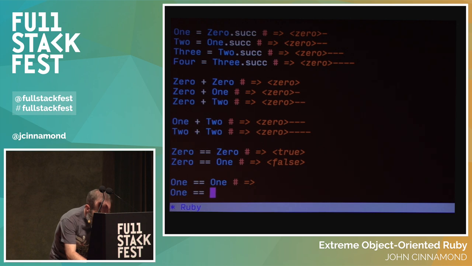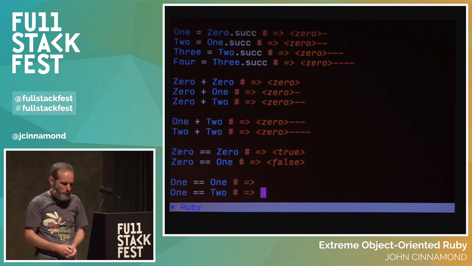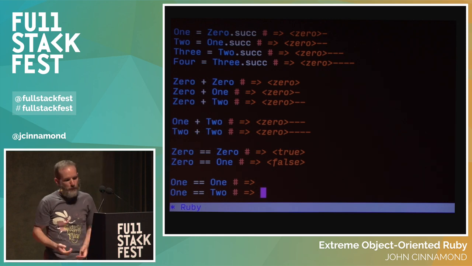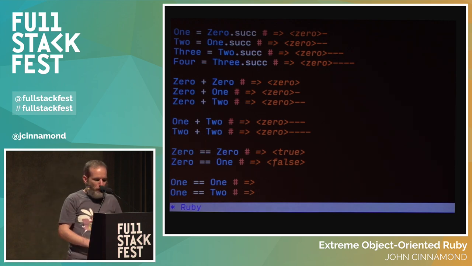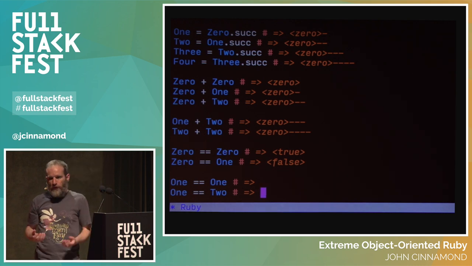But if I say something like 1 is equal to 2, well, I expect that to come back and say, no, that's false. Okay, how do we compare numbers? Well, we can't just say, are you non-zero? Because that would make 1 equal to 2. That would be the wrong answer. But there's something interesting about looking at the equality of numbers.